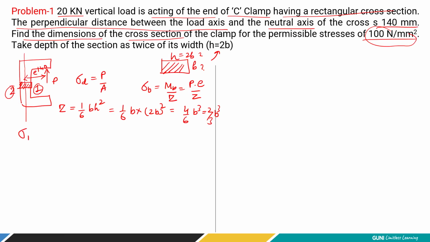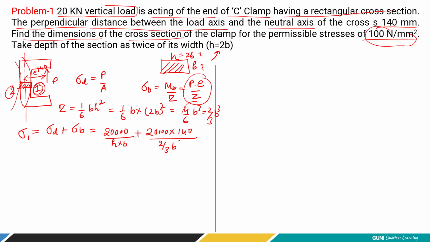Now let's find the direct stress. Okay. So here I'm going to section 1. Here the load applied is vertical. Try to understand, the vertical load is applied. So the bending will happen in this manner. So the tensile direct stress and bending stress will get added at section 1. Very simple, right? So direct stress plus bending stress. So here direct stress is given by P by A. What is the value? 20 kilonewton. We don't know the section, that is H into B, plus bending stress, that is given by P into E divided by Z. So load is 20,000, eccentricity is given as 140, and this value is 2 by 3 B cube, right? That is the Z value. I am simply adding bending stress and direct stress for section 1. Okay. So let's simplify it.